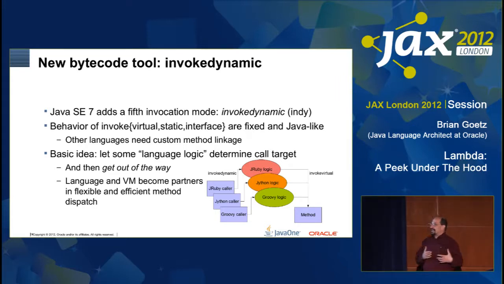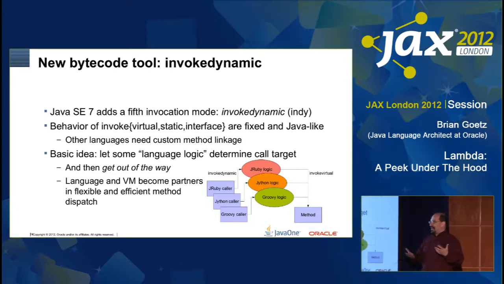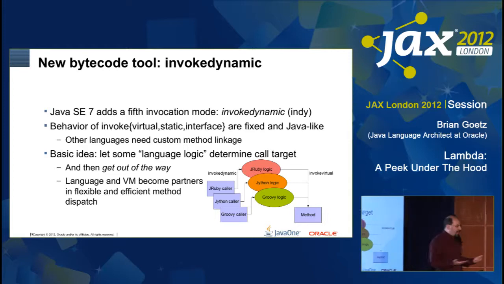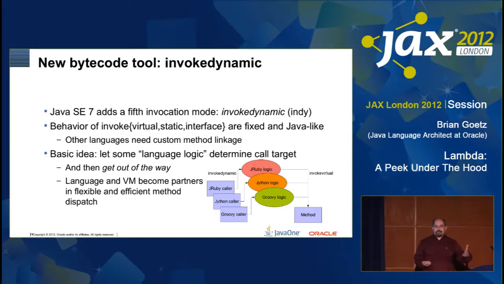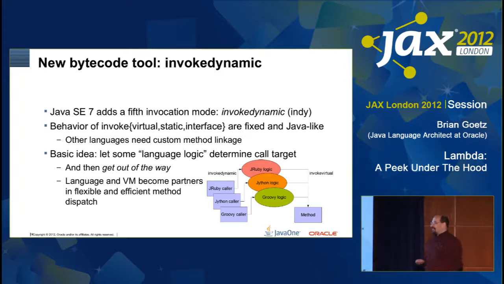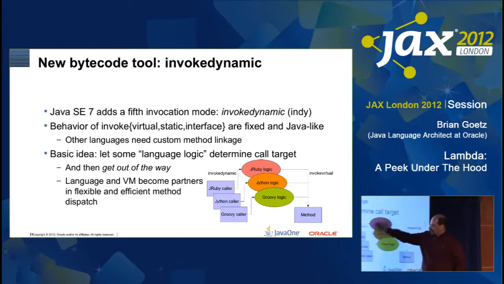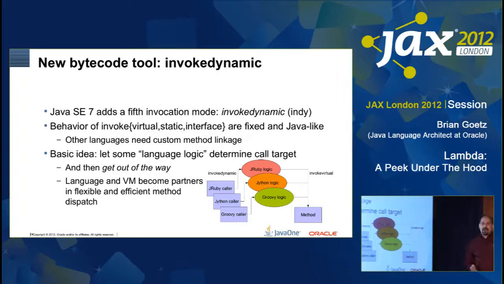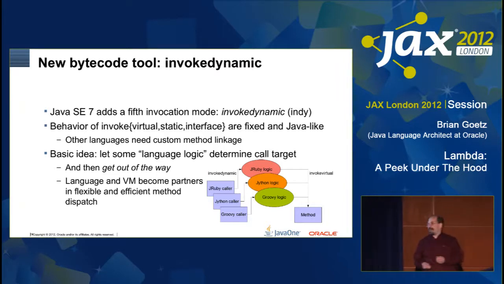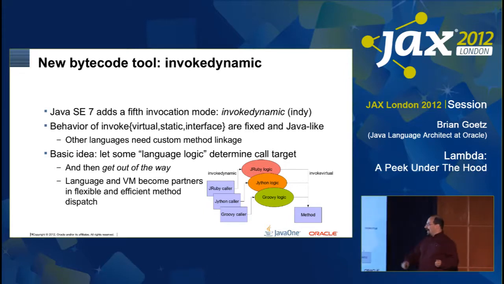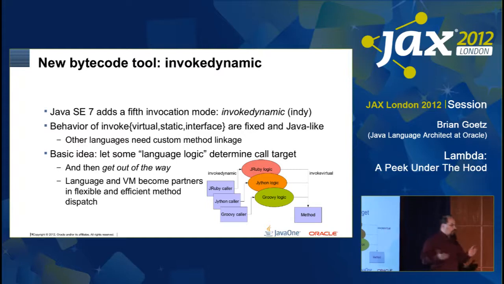So the idea, and this is a very grand idea, and it's a work in progress, is that the language and the VM become partners in method dispatch, but the language is able to communicate enough information to the VM to know when the VM doesn't have to keep asking the language for help. Okay, so if you're executing Groovy code or Jython code or JRuby code, you can implement the semantics of what method dispatch looks like in your language, translate that to something that the VM can understand, and then it turns into one of the regular old invocation modes.